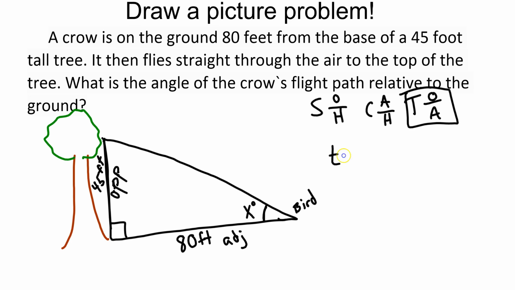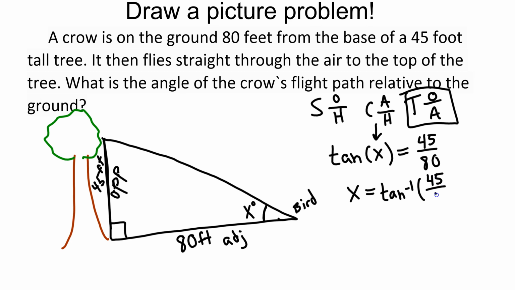So we're going to say the tangent of our angle, step 4, writing your equation, is equal to the opposite, 45, over the adjacent, 80. Now, we want to solve for x. So x is an angle. So to solve for the angle, we got to remember, guys, when you solve for an angle, you always use the inverse. And that's the only time you'll use the inverse, is when you're solving for the angle. I'm going to say x is equal to the inverse tangent of 45 over 80.